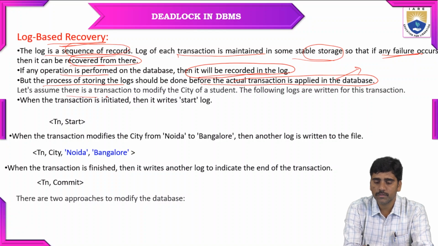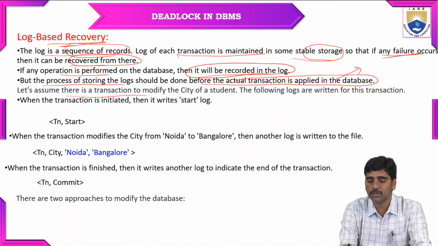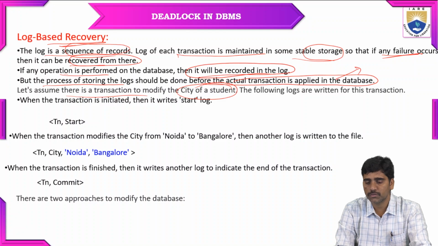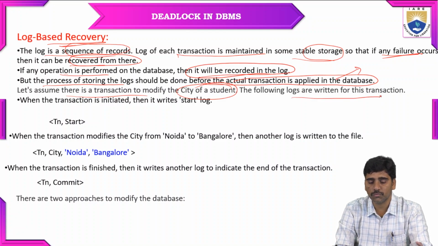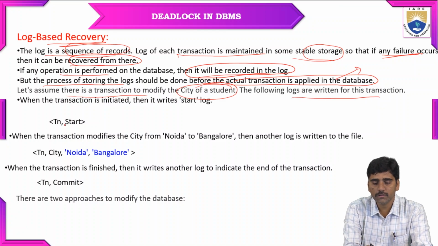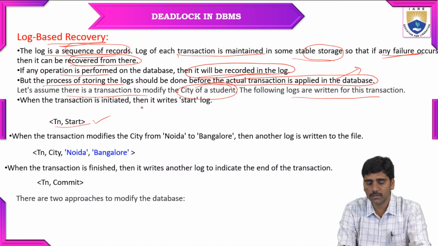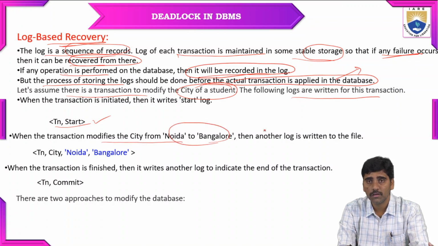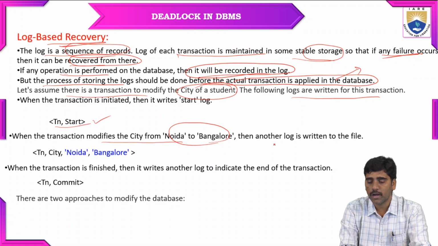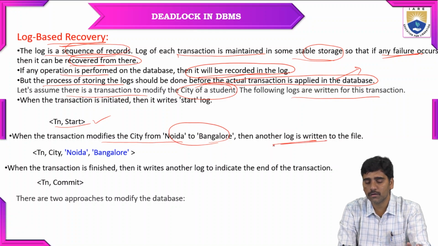Let us assume there is a transaction to modify the city of a student. Take an example. The following logs are written for this transaction. So what type of logs are written? Now the transaction is started. When the transaction modifies the city from Noida to Bangalore, I want to modify the city from Noida to Bangalore. Then another log you need to write.